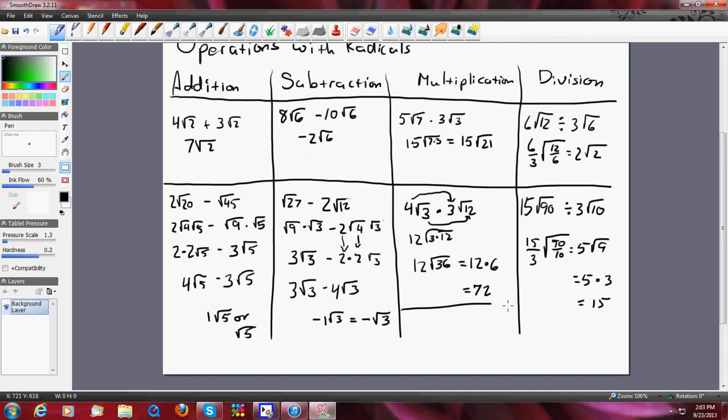So once again, I highly recommend reviewing this, pausing where you need it. And this is what the rule should look like for multiplication and division. Simplify when you can. Alright, that's it.